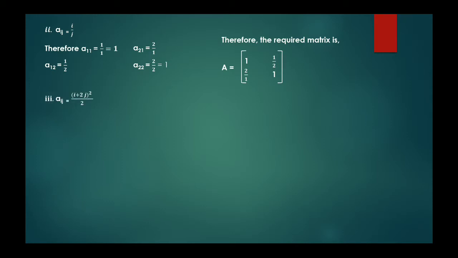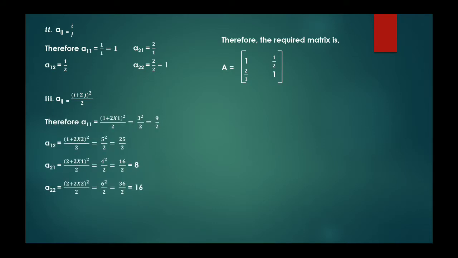So we have (i plus 2j) the whole square by 2. When we solve it, it is the same as the previous one, just the values are different, since the formula is different. Just substitute the values and you get the resultant matrix as 9 by 2, 25 by 2, 8 and 16. Make sure you pause the video and solve it. Let's move on to the next question.